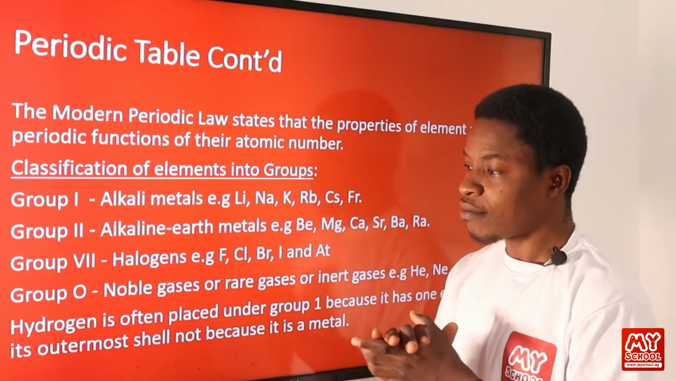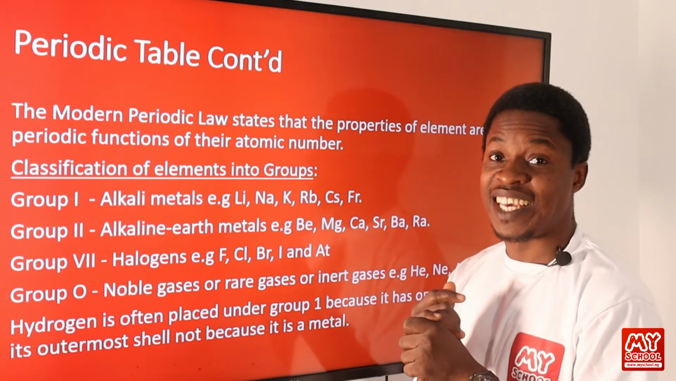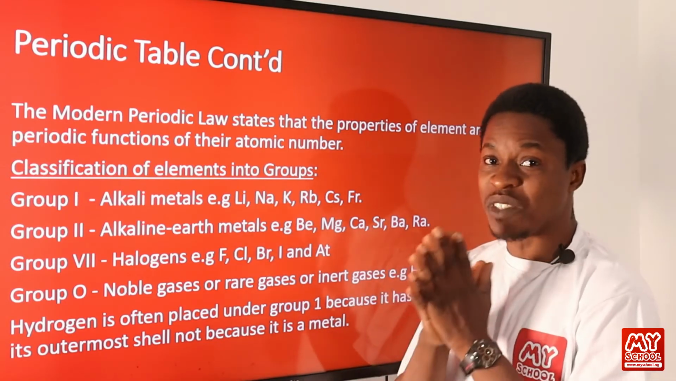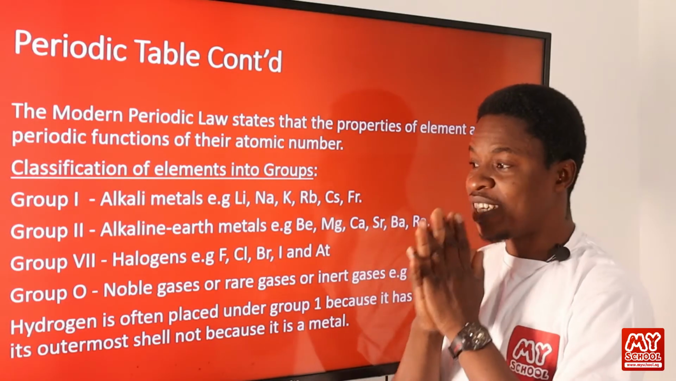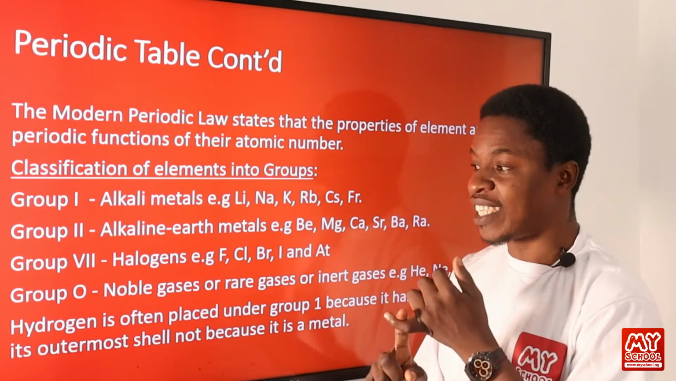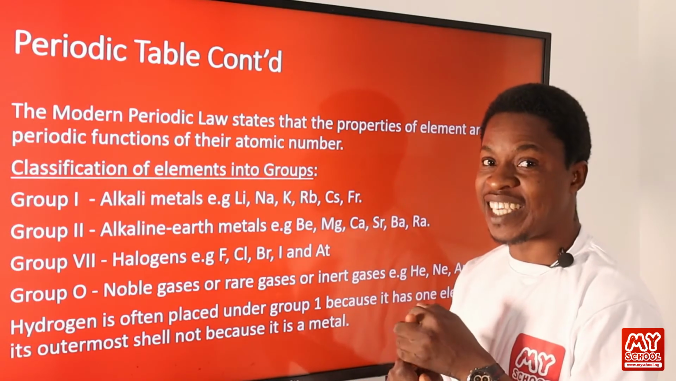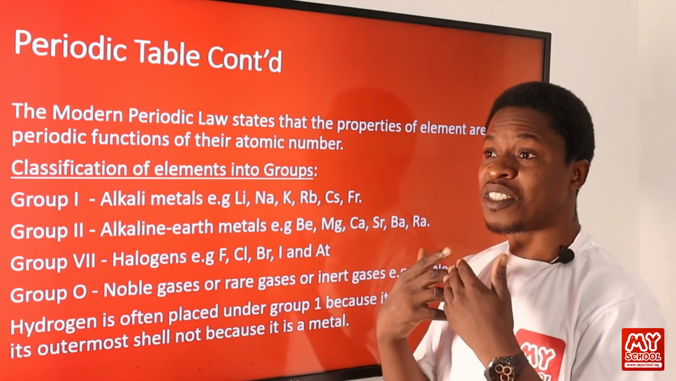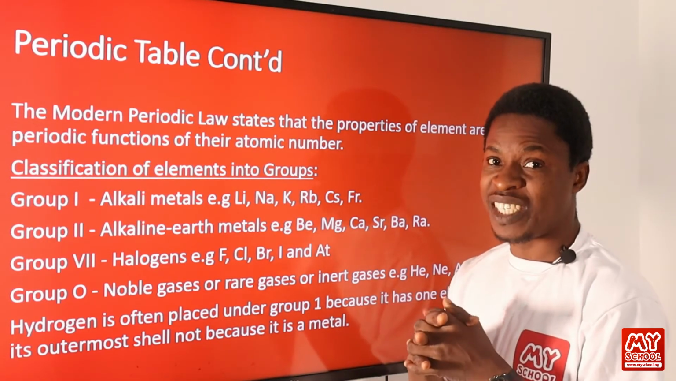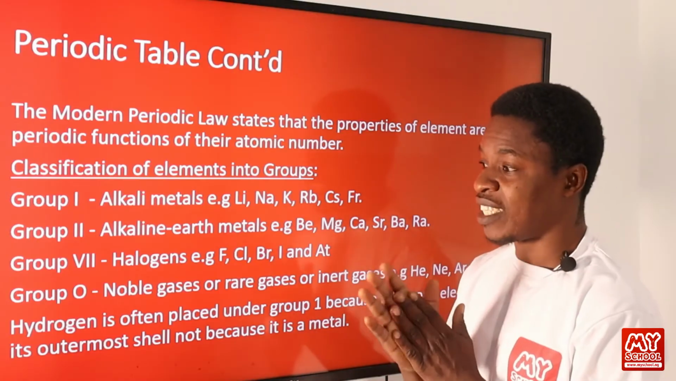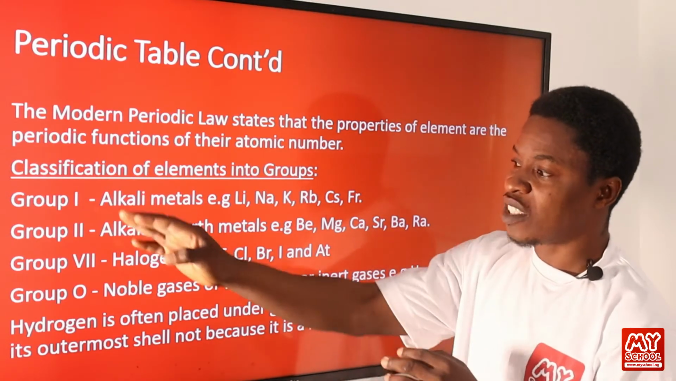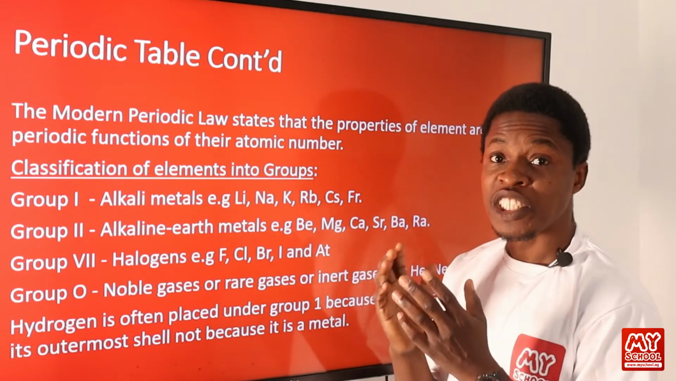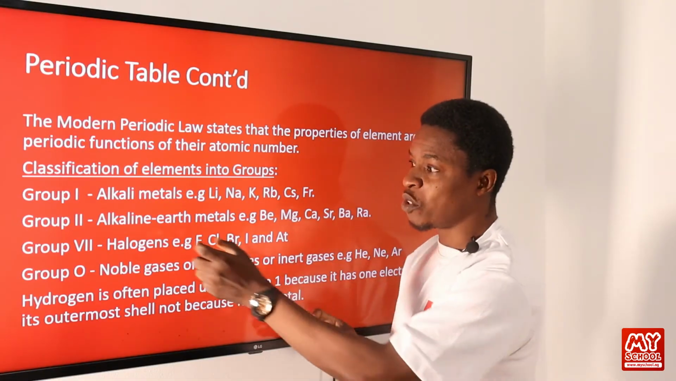And group O are the noble gases, or we call them rare gases, or inert gases. Whichever name they call, they are all referred to as group O elements: rare gases, noble gases, or inert gases. They are inert gases because mostly they don't partake in chemical reactions, but we have some exceptional cases. So these groups are just looked at because they have special names. That's what I want you to take note of.